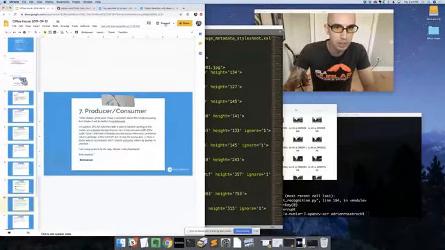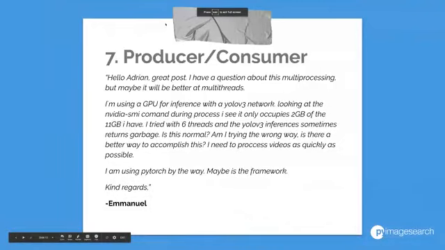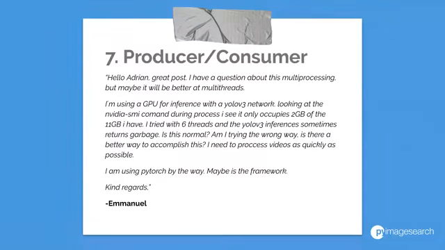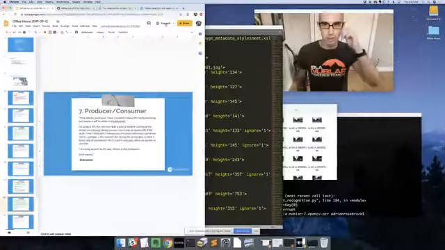This question is from Emmanuel. They say, I have a question about multiprocessing. I'm using a GPU for inference with YOLO version 3. Looking at the nvidia-smi command during processing, I see that it only occupies 2 gigabytes of the 11 gigabytes I have on my GPU. I tried it with 6 threads, and the inference sometimes returns garbage. Is that normal? Am I doing it the wrong way? Is there a better way to accomplish this? I need to process videos as quickly as possible. And as an aside, they said, I'm using PyTorch. Maybe it's the framework that's causing the issue.